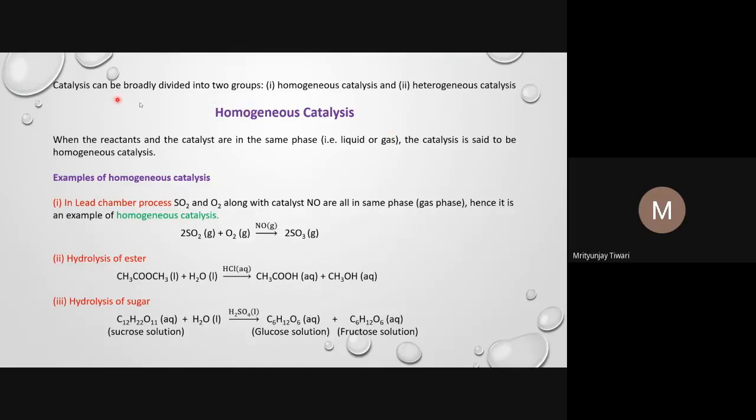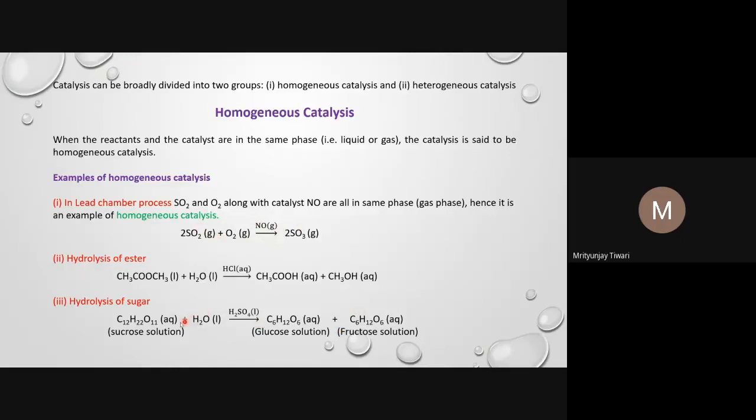Then we have studied the catalytic process. It may be of two types, homogeneous or heterogeneous. In homogeneous catalysis, the catalyst and reactants are in the same physical state, the same phase. Homo means same. So if they are in the same phase, this is called homogeneous catalysis. In this example, both the reactants and the catalyst are all in the gaseous state, so this is an example of homogeneous catalysis.